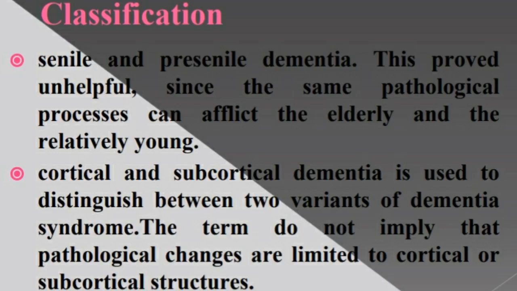Classification of dementia. Early attempts to classify dementia distinguished between senile and presenile dementia. This proved unhelpful since the same pathological processes can afflict the elderly and the relatively young. The terms cortical and subcortical dementia are used to distinguish between two variants of dementia syndrome. The terms do not imply that the pathological changes are limited to cortical or subcortical structures.